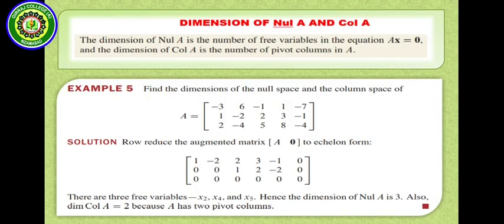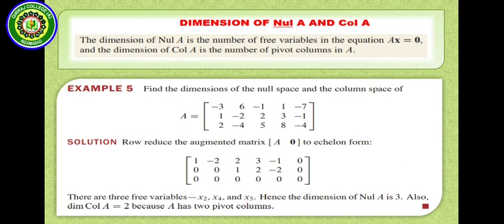So now, the dimension of null A and column A. The definition: the dimension of null A is the number of free variables in the equation Ax equal to 0, and the dimension of column A is the number of pivot columns in capital A. Here Ax equal to 0 is called the homogeneous equation. In that, matrix A is reduced to upper triangular form, meaning we write matrix A in echelon form. In that form, pivot columns form a basis for column A, and non-pivot columns form a basis for null A.